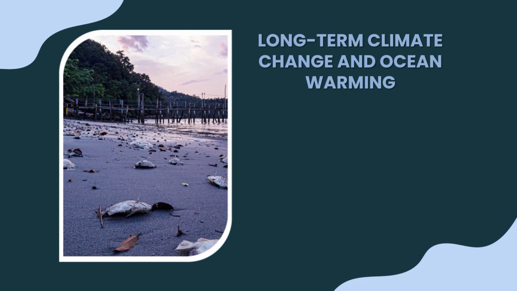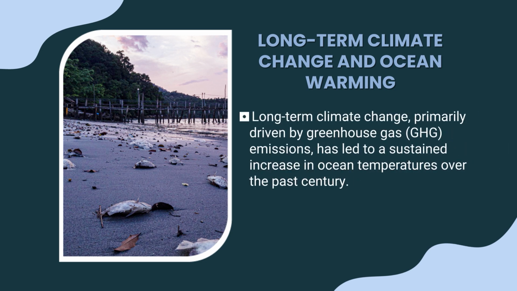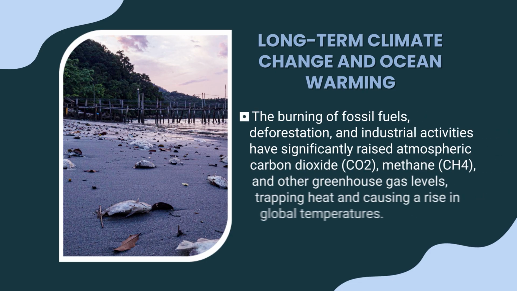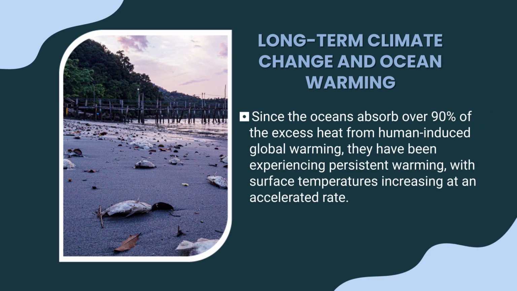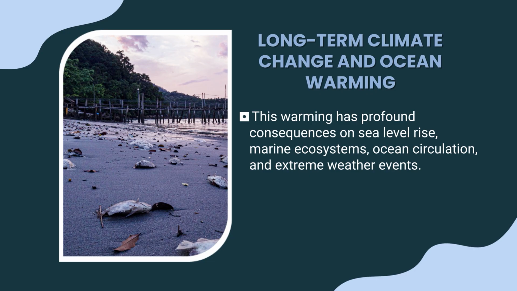We have long-term climate changes also, which are driven by greenhouse gas emissions: carbon dioxide, methane, and other greenhouse gas levels increase, and this creates 90% excess heat. The oceans absorb heat, and human-induced global warming results in persistent warming. This warming has profound consequences on sea level rise, marine ecosystems, ocean circulation, and extreme weather events.